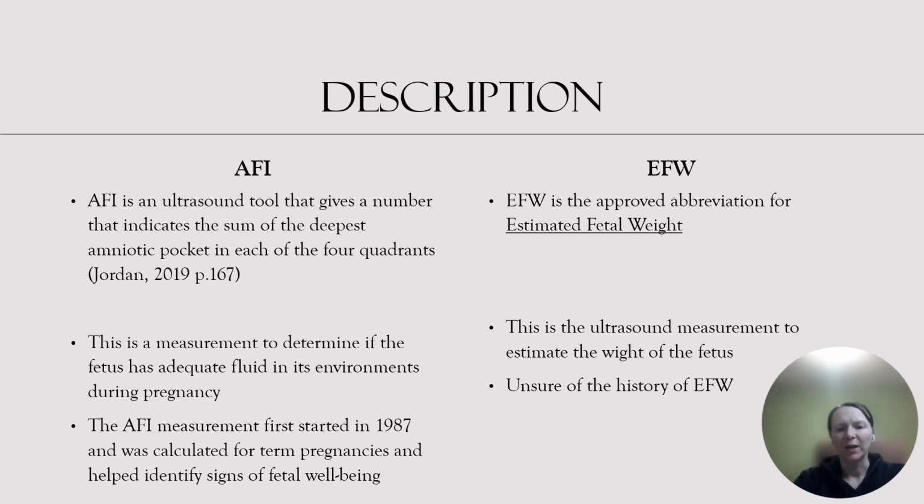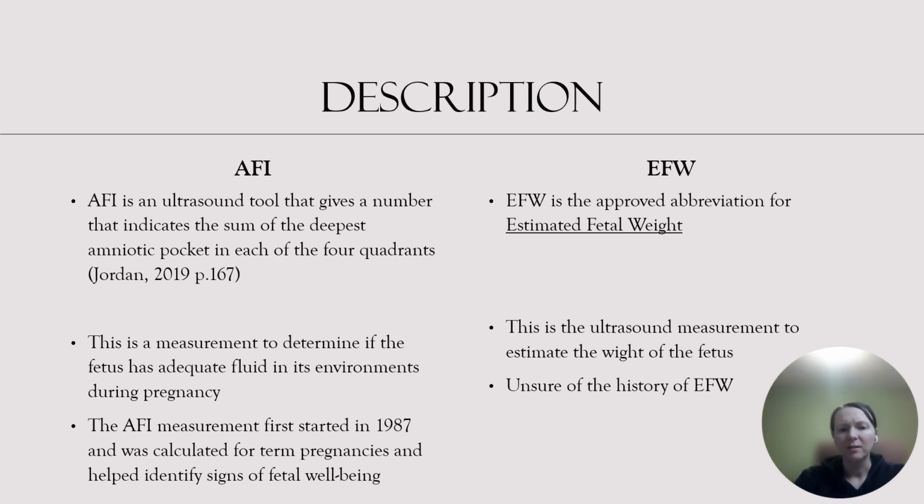Alright, so when we're talking about AFI, we are talking about the amniotic fluid index. This is a number that gives us the pocket of amniotic fluid within each of the 4 quadrants, which then gives us an average number to tell us whether the baby has adequate fluid in the sac or not.